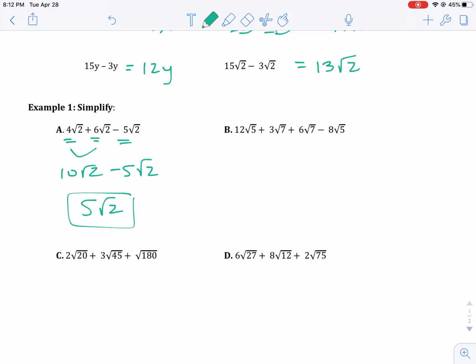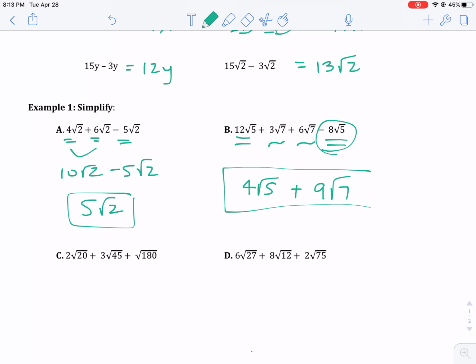In B, we have 2 types of radicals. So we have the root 5s, and then we have the root 7. So we're going to combine our like terms, we're going to combine our like radicals. So 12 root 5 minus 8 root 5 gives us 4 root 5. And then 3 root 7 plus 6 root 7 would give us 9 root 7. Because these radicals are different, we can't combine them together, just like we could not combine an x or a y together.